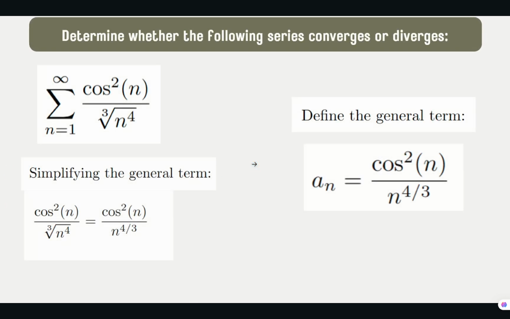Determine whether the following series converges or diverges. So first, we're tasked with finding the sum of the infinite series, the sum from n equals 2 to infinity of cosine squared of n divided by the cube root of n to the fourth power. Simplifying the general term, we can show that it is equal to cos squared n over n^(4/3), and we define it as the general term a_n.